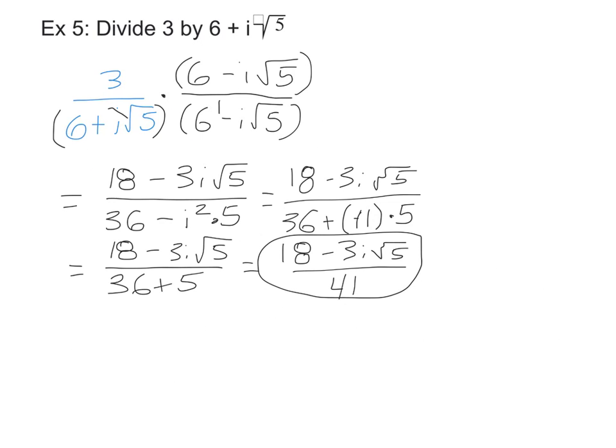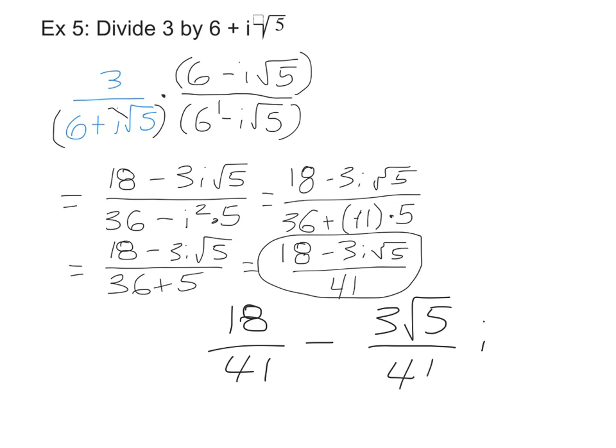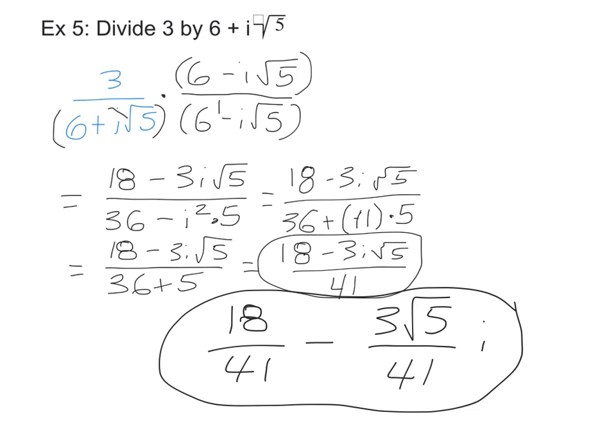The last comment I would like to add about this problem is the fact that we got that i hidden between the 3 and the square root of 5. If you go to check your book for the answer, the textbook is going to give this to you by breaking up the A's and the B's. So it's clear that the 18 over 41 is your A, and the 3 square root of 5 over 41 is your B. And then they'll put the i at the very end. So there's your form A plus or minus Bi.